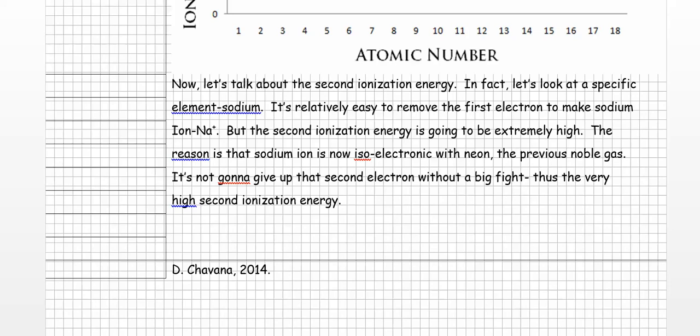It is happy, right? Having that first electron removed was easy, but having the second one is going to require a lot more energy. Thus, the very high second ionization energy. All right?